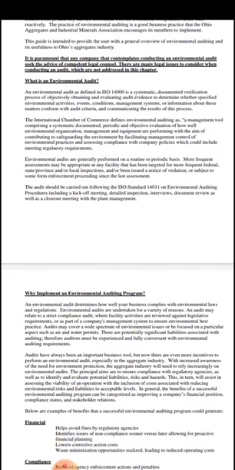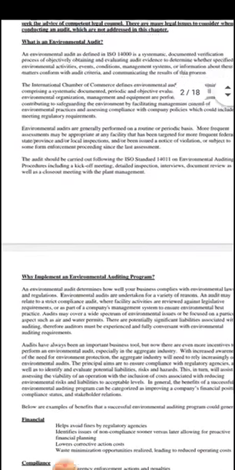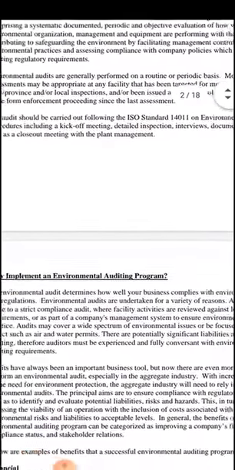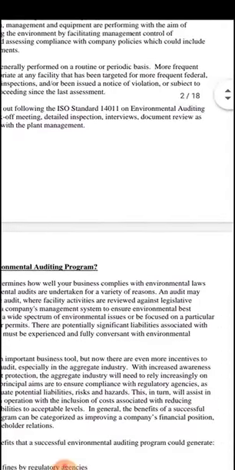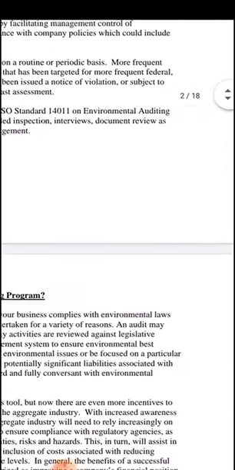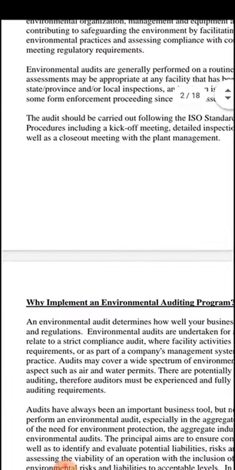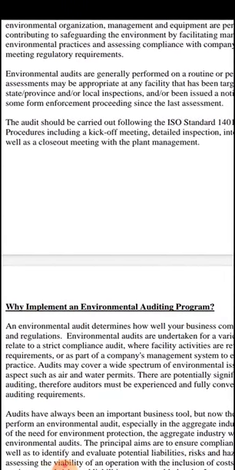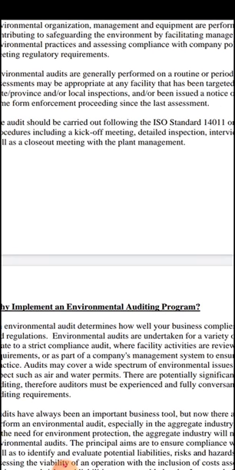If you go into the details, the audit should be carried out following the ISO standard 14011 on environmental auditing procedures, including a kickoff meeting. Kickoff basically means the first meeting in which the targets are planned and duties are assigned. It is the initial phase of any kind of activity, so that's called a kickoff meeting.